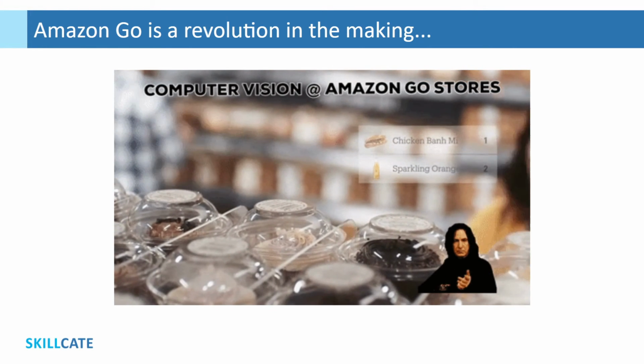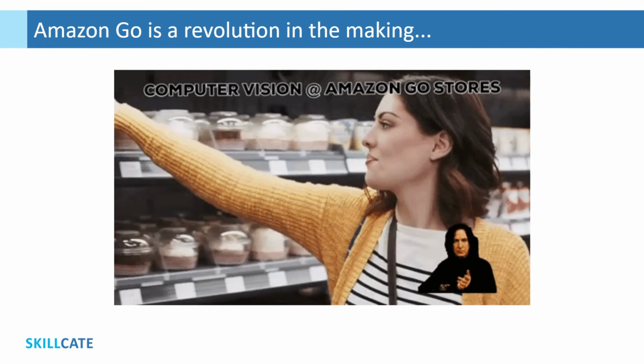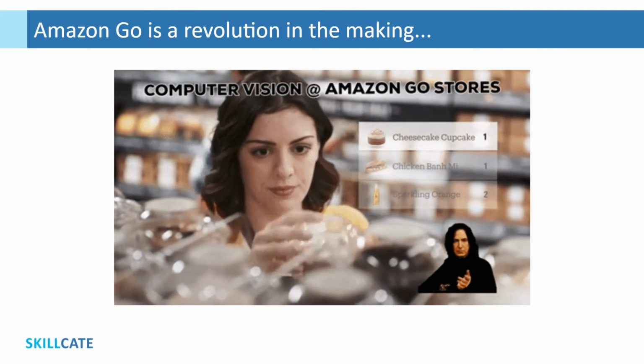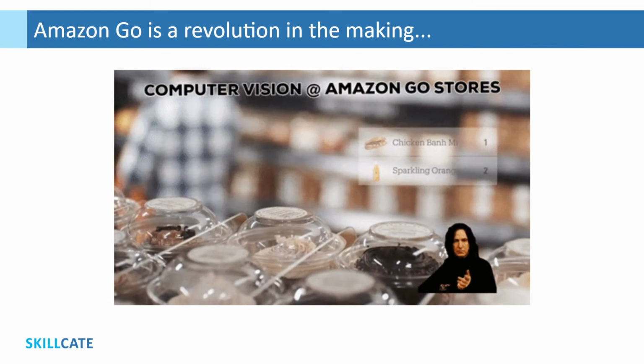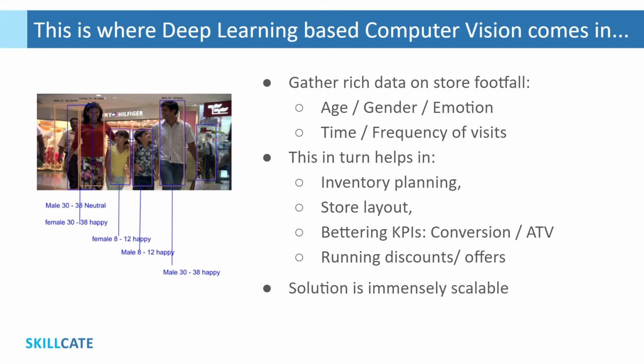Traditional retail stores have a lot to learn from Amazon on how to be data driven with their decision making. And the first step on this journey is to have data on their store footfall. So the next question is, how do they do it at scale? This is where deep learning based computer vision comes in. With computer vision, the store can capture rich data on their store footfall around age groups, gender, emotion, as well as time of visit and frequency.